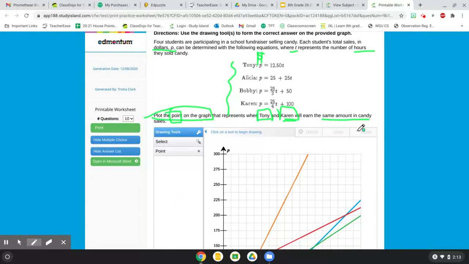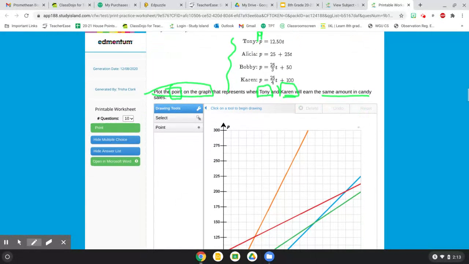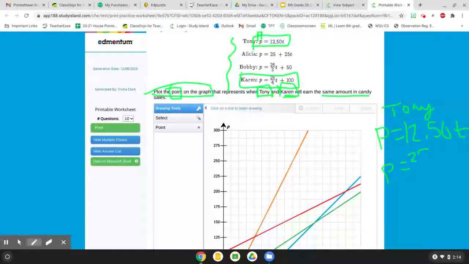If I'm going down here, Tony's equation is P equals 1250T, and that was Tony. I'm just writing these down so I can scroll. And Karen, so I don't really care about these other people. I don't care about Alicia and Bobby. So Karen is, gotta love those Karens, P equals 4T plus 100. So that was good old Karen.